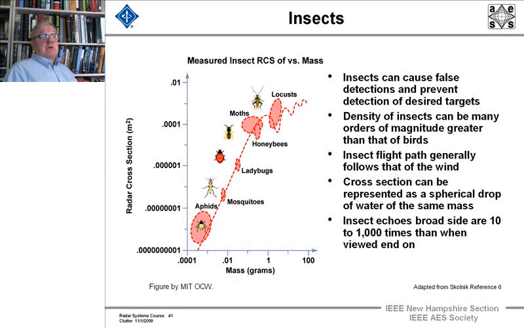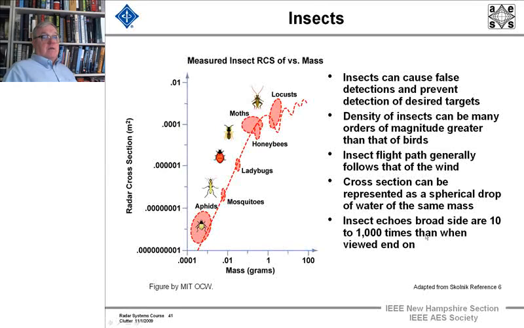Now, for insects. Insects can also cause false detections with very sensitive radars. The density of insects can be many orders of magnitude greater than birds, and their flight path generally follows the wind. And you can read the rest. The cross-section is represented by a drop of water, the same mass. And the insect echoes broadside are 10 to 1,000 times that when viewed end-on.